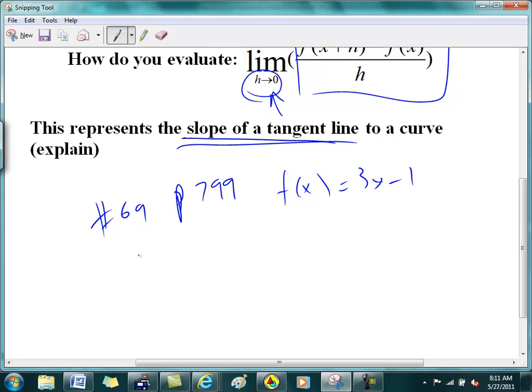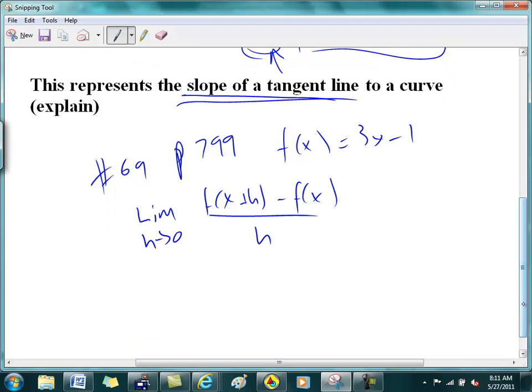Okay, so this is what they're asking you to do. The limit as h goes to 0 of f(x+h) minus f(x) all over h. Remember that f(x+h) means plug it in. So you're going to take x plus h and shove it in here. Then that becomes 3(x+h) minus 1. Does everybody see that?